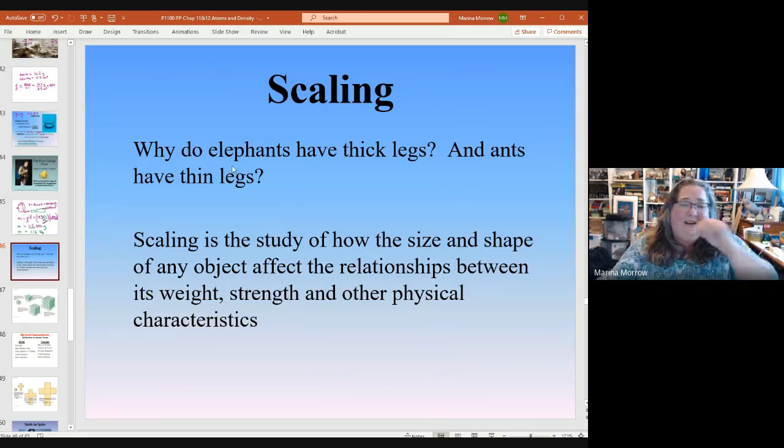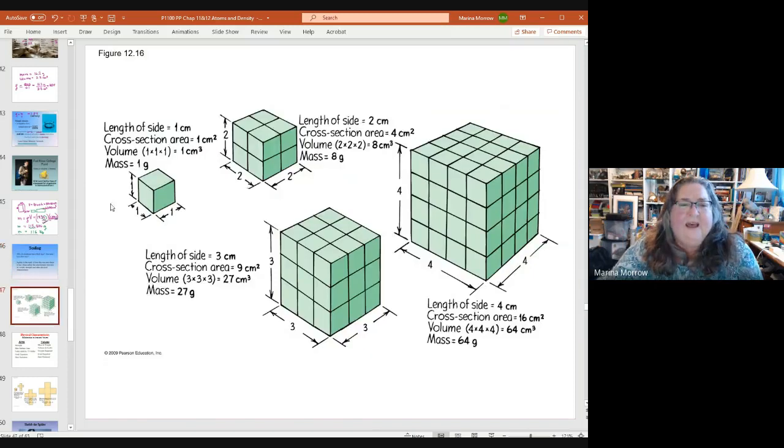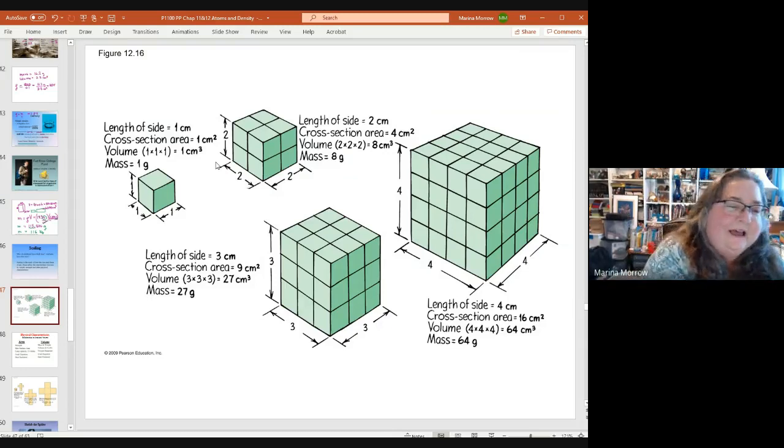And in the end, we're going to talk about why elephants have thick legs, but ants can have skinny little legs, or spiders. Theirs are really skinny. That's because of the scaling up phenomena. Okay, so let's look at this cube here. We have a cube that is 1 centimeter on each side to start with. Okay, so it's 1 centimeter on each side.